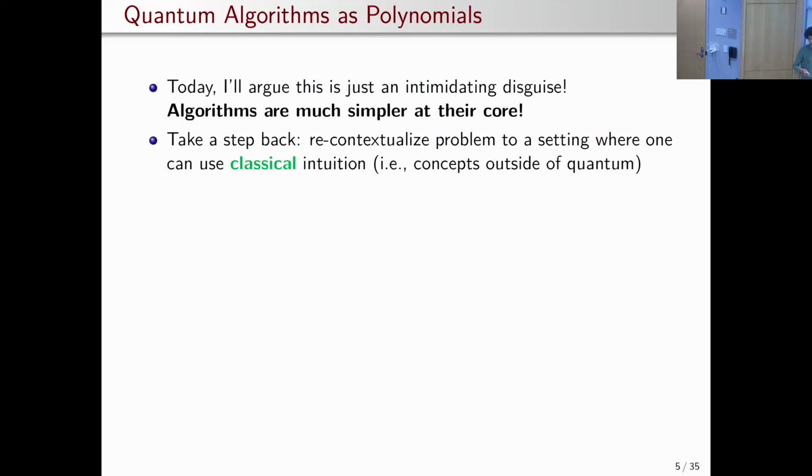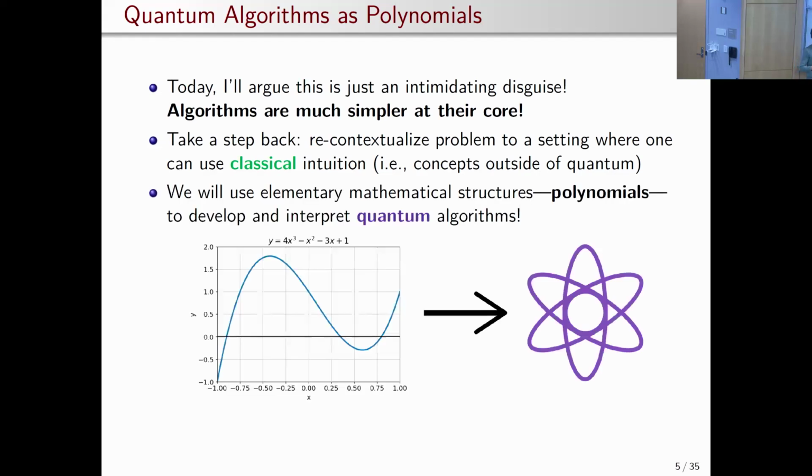Specifically, we can show how these are simpler at the core by taking a step back and recontextualizing a problem that we want to solve into a setting where we can use classical intuition. So one where we can use classical concepts that we know very well today. And by classical, I mean concepts that are outside of quantum mechanics, so not things like entanglement and superposition. Specifically, we'll use very simple mathematical structures, as I alluded to earlier, that is just polynomials, to design and interpret quantum algorithms.